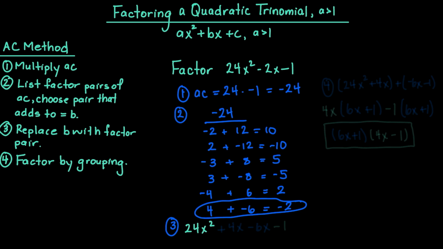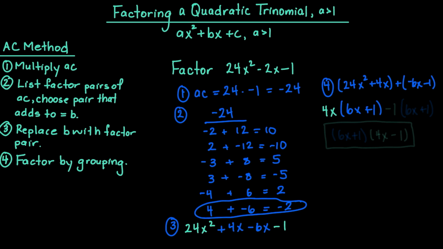24x squared, replace B with our factor pair, plus 4x minus 6x minus 1. Last step is step 4, factor by grouping. So group together the first two and the last two. In the first set, the GCF between 24x squared and 4x is 4x. 24x squared divided by 4x is 6x. 4x divided by 4x is positive 1.